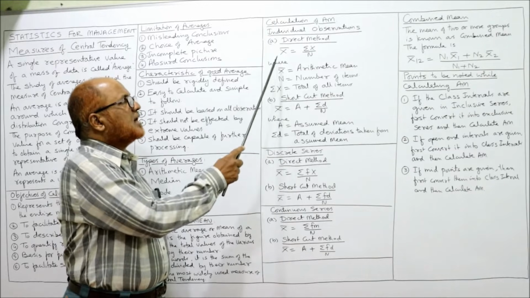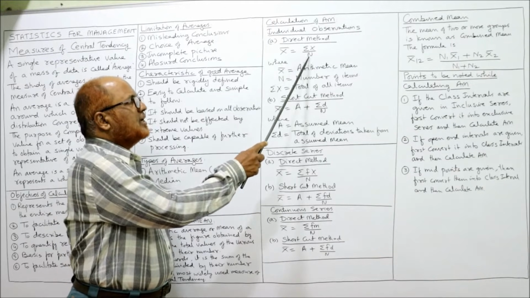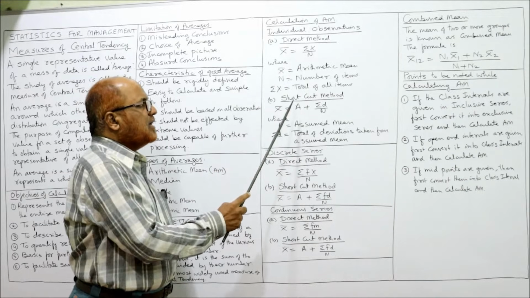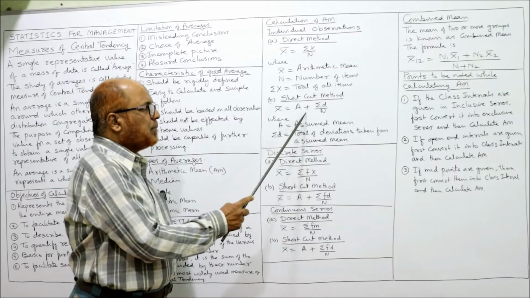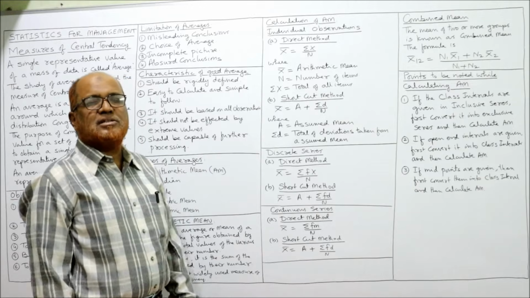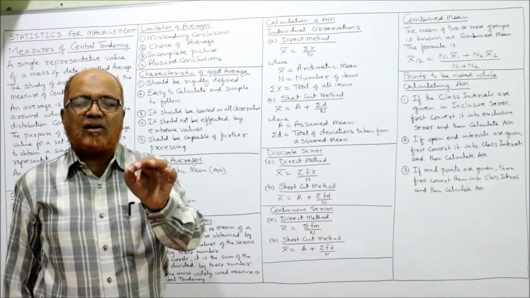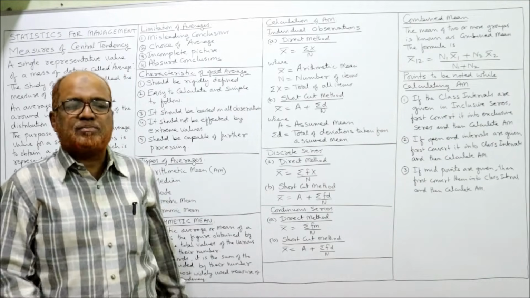So these two formulas are there. X bar is equal to summation x by n. This is the direct method. And shortcut method is assumed mean plus summation d by n. That's it. So individual observations method I have completed.